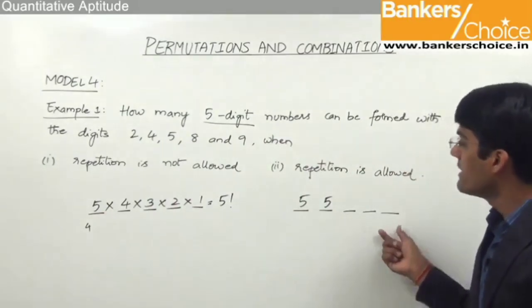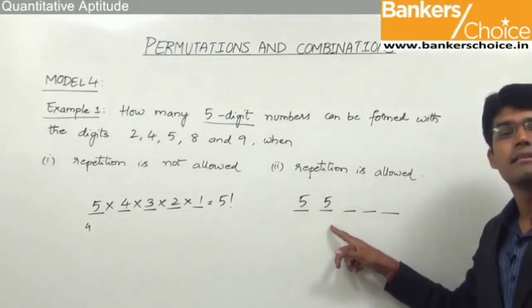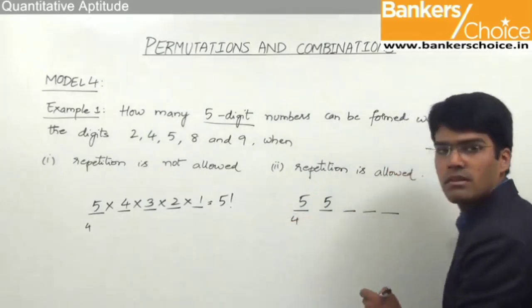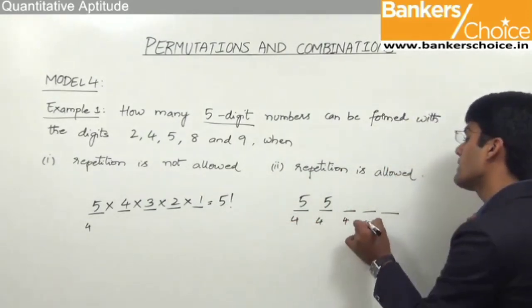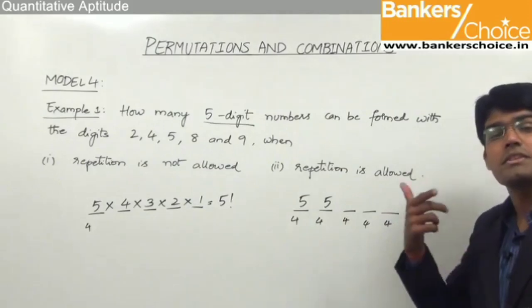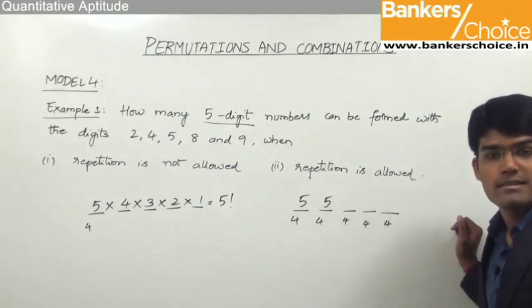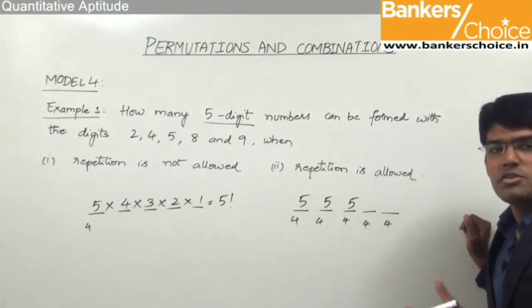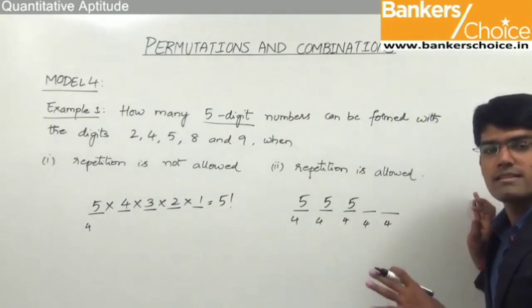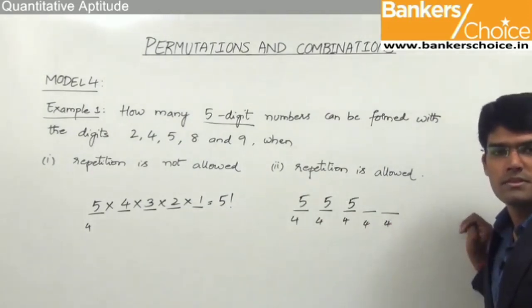But in this case, since the repetition is allowed, whatever digit comes here, the same digit can come again. Let's say here 4 has occupied the first position. Again 4 can come in the second position. Likewise, it can come in the third, fourth and fifth position. Why? Because repetition is allowed. So we can say that the second position can be filled in 5 ways. Again, the third position also can be filled in 5 ways. Why? Because a digit can come any number of times. So there is nothing like a particular digit is ruled out once it has occupied a particular position.